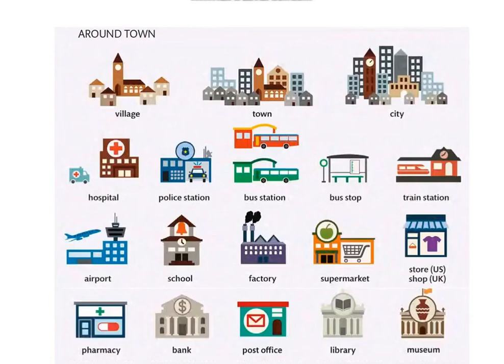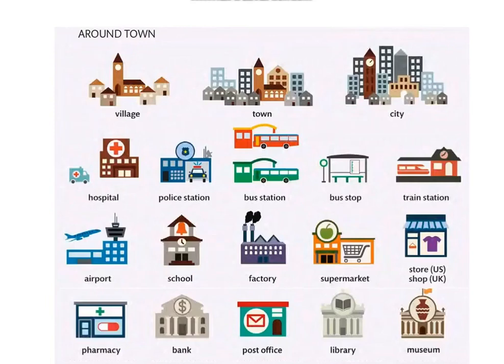And we have bus stop, where the bus stops every time. Train station. Airport. School. Factory. Supermarket. Store or shop. You can say store or shop. In the US they say store. In the UK they say shop.